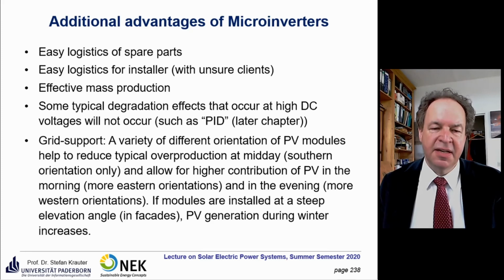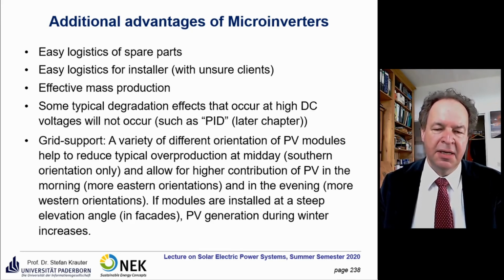An additional aspect is the grid support. If you have a large variety of different orientations of PV modules, they reduce the typical overproduction during midday, because nowadays most modules are strictly oriented south, and so you have a lot of power production at midday, but less in the morning and less in the evening, where you need it also. If you can distribute it more towards different orientations, then the output power of PV power production in a country, for example, is more balanced. Also, if you would install PV generators at a steeper angle, production during winter would even increase, whereas usually we have a lack of power then.